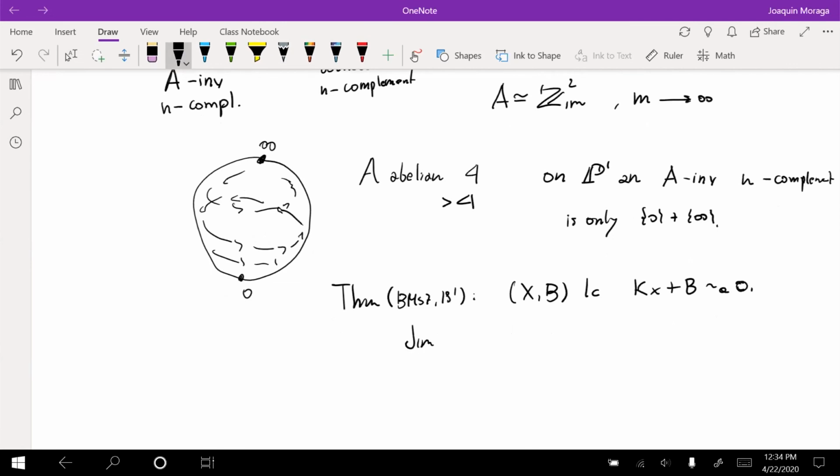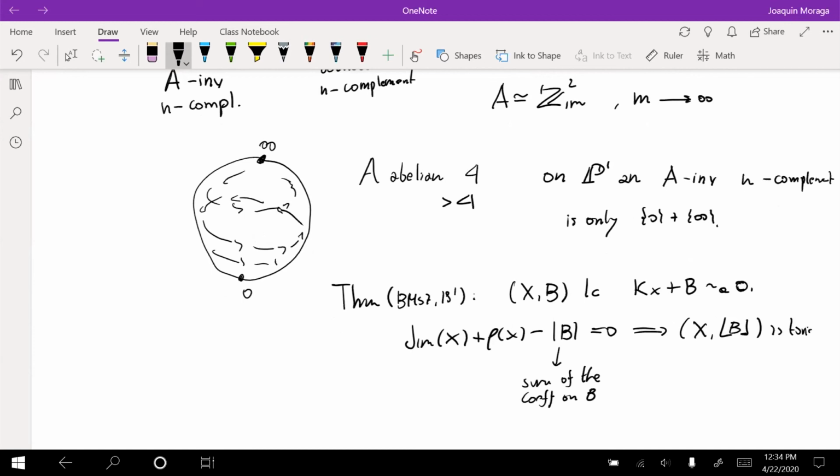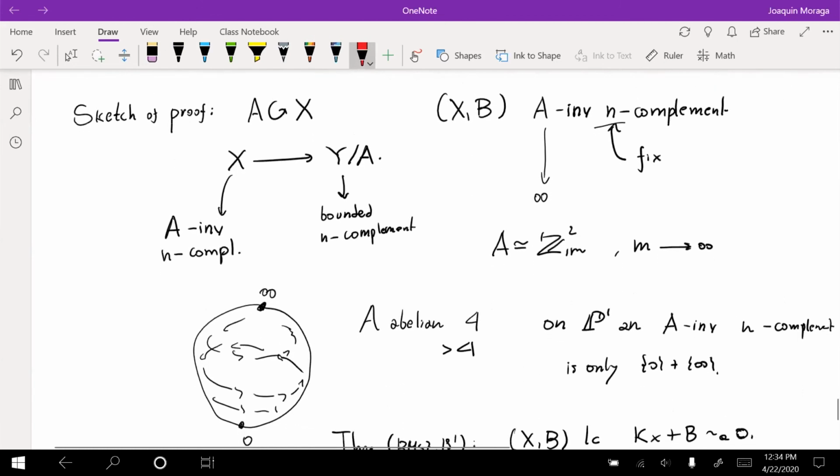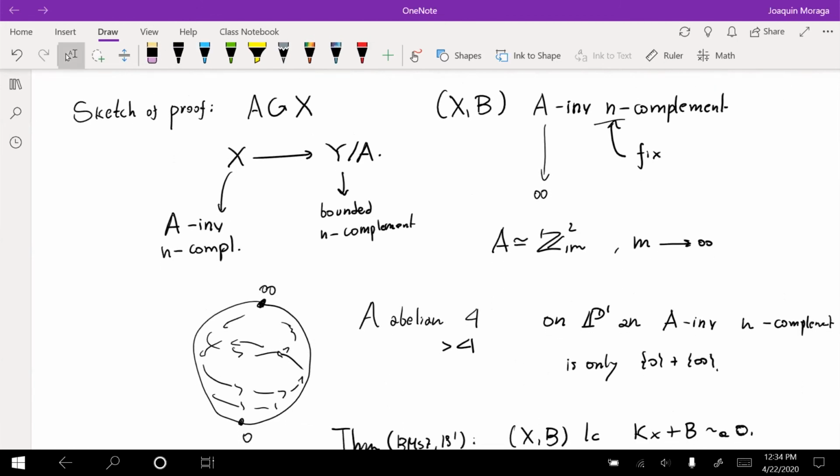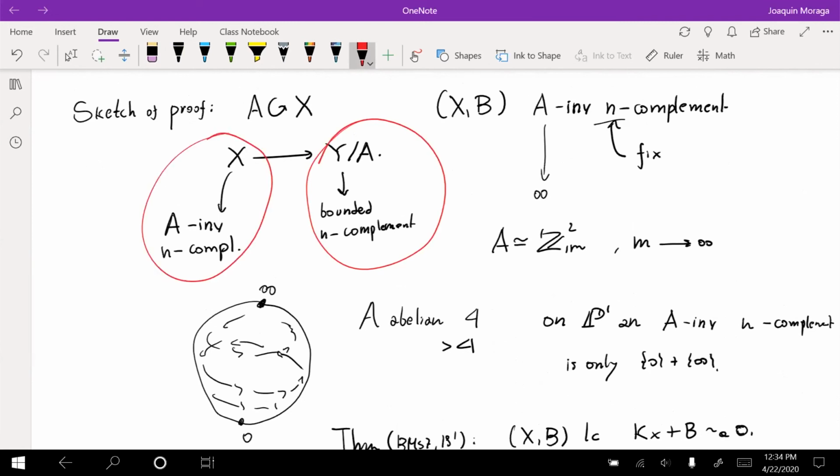Such that the dimension of X plus the rho of X minus the sum of the coefficients on the boundary is 0 implies that (X, B) is toric. Okay, so the idea of the paper is really simple. Then the computations, well, one has to play a little bit, but it's not so hard. So you take the quotient and then you leave an A-invariant complement.